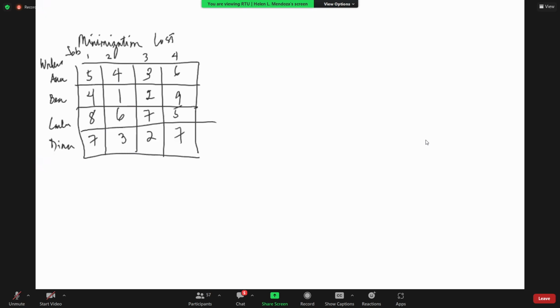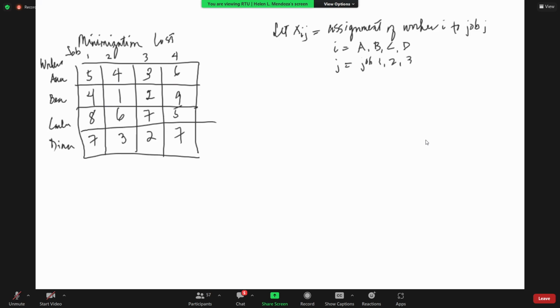Because when we try to formulate this, we would also have let Xij be equivalent to assignment of worker i to job j. So i is A, B, C, D, that is Anna, Bea, Carla, and Dina. j is job 1, 2, 3, 4. Now we do have a square matrix. That is, we do have 4 workers and 4 jobs.